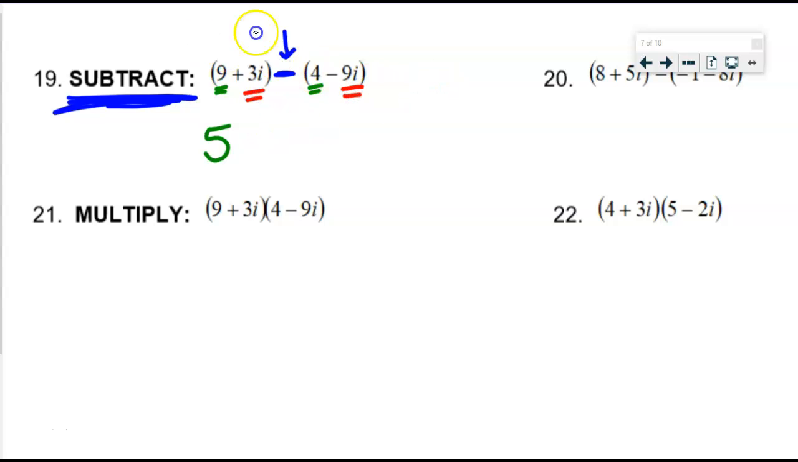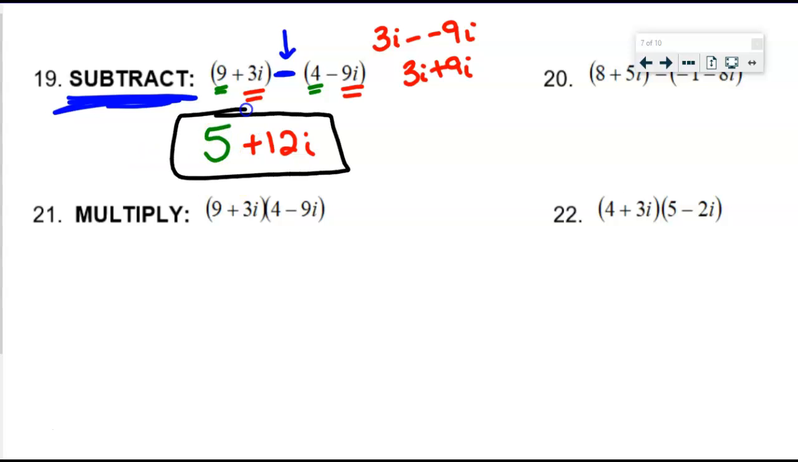3i minus negative 9i. Write it down if you're not sure. Double negatives next to each other become a plus sign. So this becomes a plus 12i. Don't type the i on your calculator, but you can type the coefficients if you really get in a jam. So 17 and 19 should be easy, easy, easy.